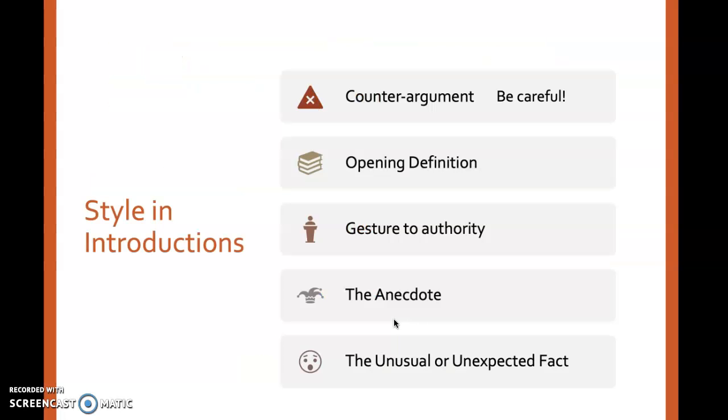In your introduction, you want to make sure that you're not introducing too much counter-argument. If it's not an argumentative paper, generally avoid it. You can use important definitions if they're significant to the paper. Gestures to authority are sometimes important as well if you're discussing someone or a theory that is important to mention. Anecdotes, quick funny stories, can also be a nice guide to the reader, but they're not always necessary. Similarly with unusual or unexpected facts.